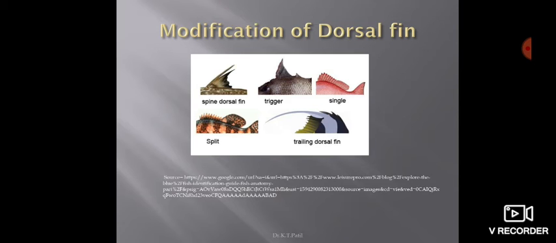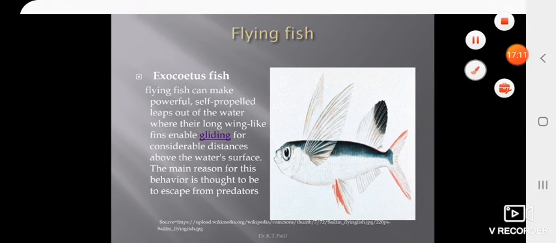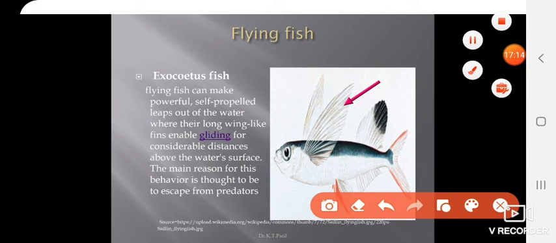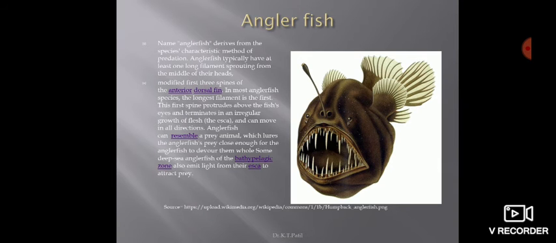Then modification of fins, some modifications in front of you. The well-known modification is in flying fishes, Exocoetus, where the pectoral fins are modified into a wing-like structure. So these fish can fly, gliding over the water. Then see the angler fish. In this devilfish, the dorsal fin is modified into a bait to attract prey. It is also called the illicium.